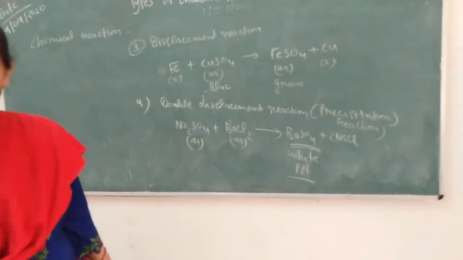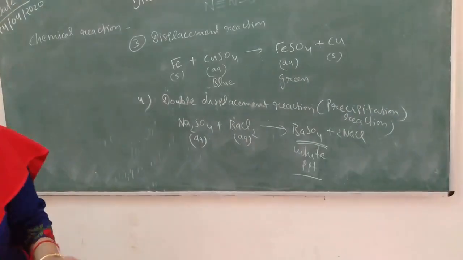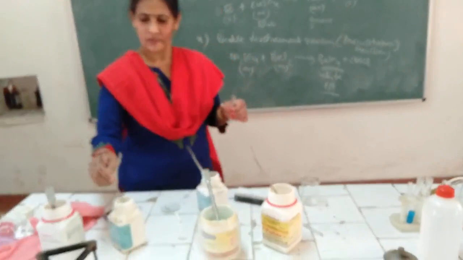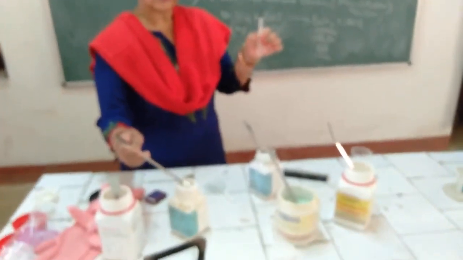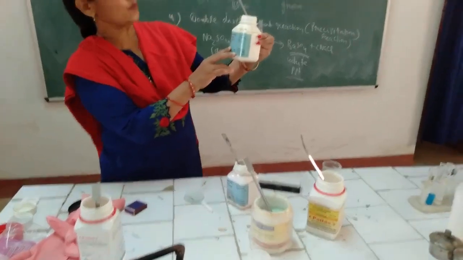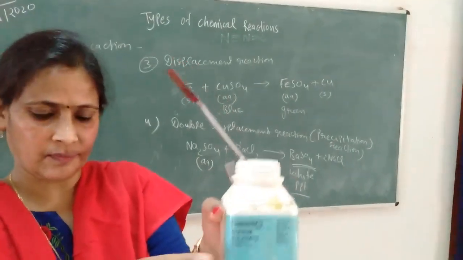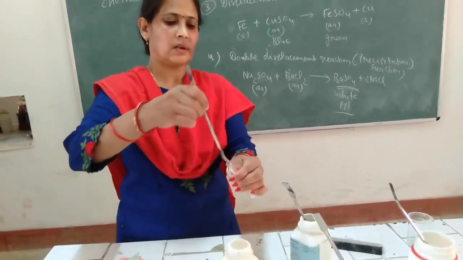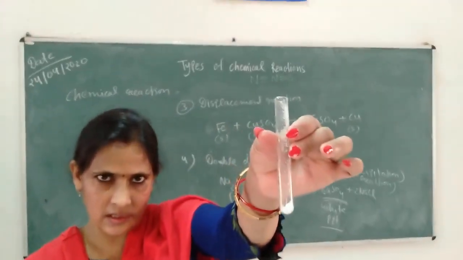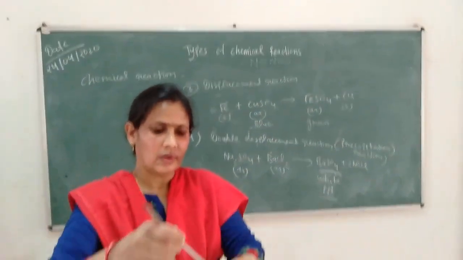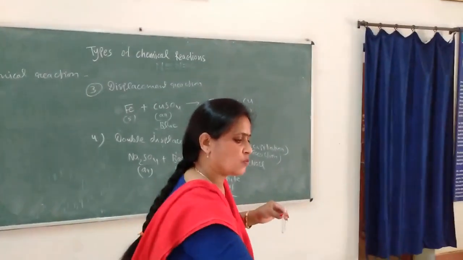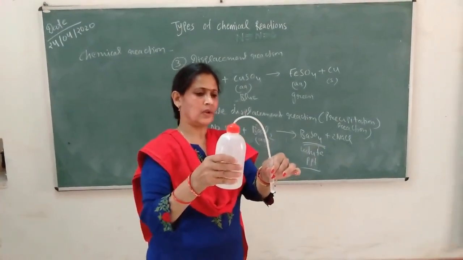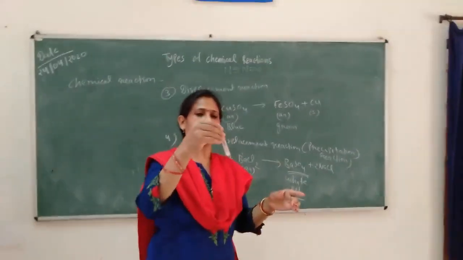Now I am going to perform this experiment. First, take one test tube, add a small amount of this sodium sulfate, which is a white color substance. You can see this is a white color substance. Then pour a little amount of water in it and prepare a solution.